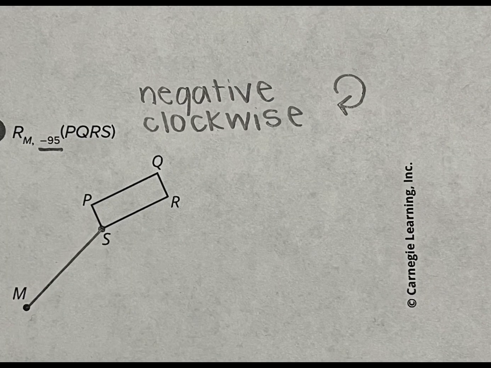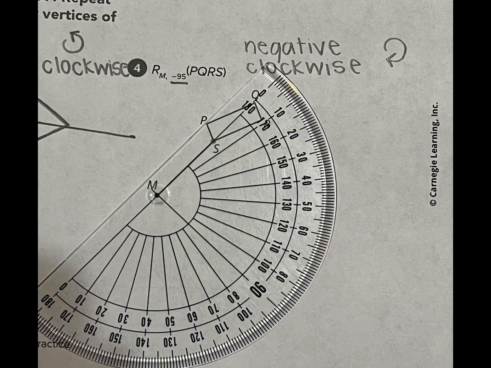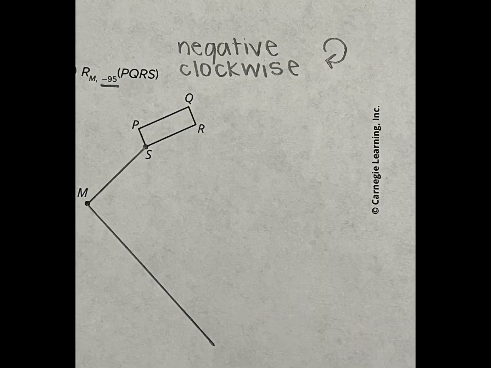I just connected M to a corner of my figure. I chose S. I then laid my protractor down so that the circle was on top of M, and I looked for 95 degrees, which is an obtuse angle, so I ended up looking at the top numbers. I then drew my line from M to where that 95 degree angle was.